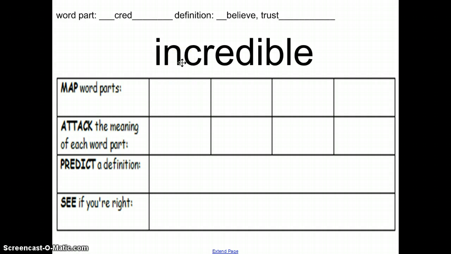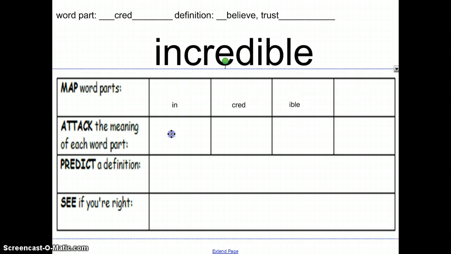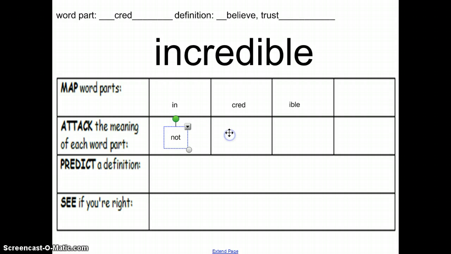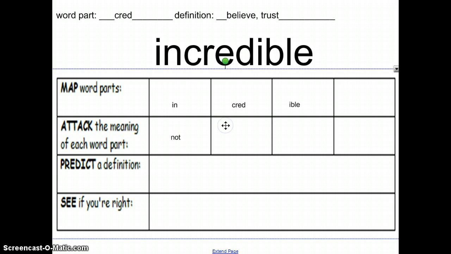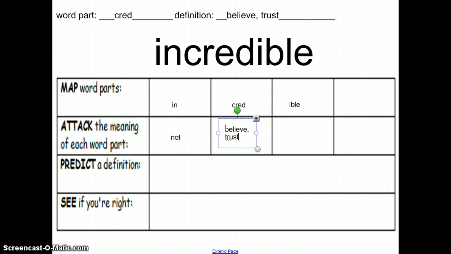Our first word is incredible, and so we always break the word apart and map it. So if we look at the different word parts, there's one word part in, that's a prefix, and then we've got cred, and then the suffix ible. Attacking the meaning is looking at what each of those different word parts means. So when we look at the prefix in, it means not. We're studying cred right now, and we know that it means believe or trust. And the suffix ible can mean can be done.